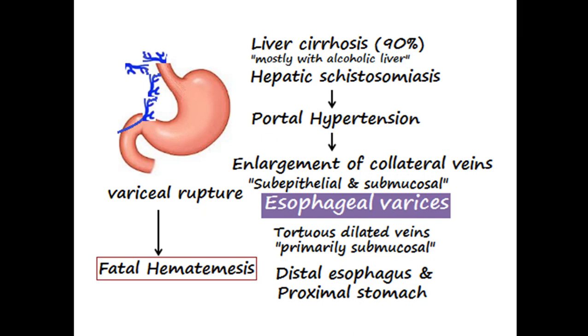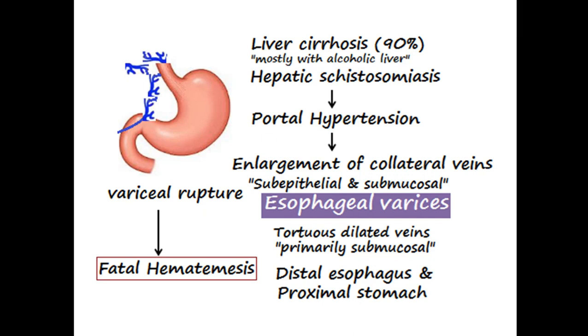Mostly these weak and thin walled anastomosing channels composed of veins are situated in the subepithelial and submucosal region of the wall of the esophagus. So the esophageal varices are tortuous dilated veins, particularly those veins situated in the submucosa in the wall of the esophagus, and the site of this anastomosis is the distal esophagus and proximal lateral portion of the stomach.